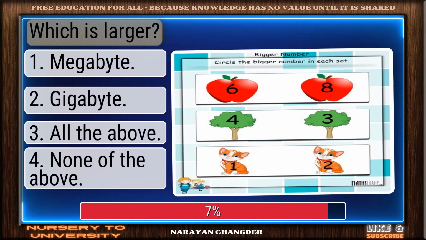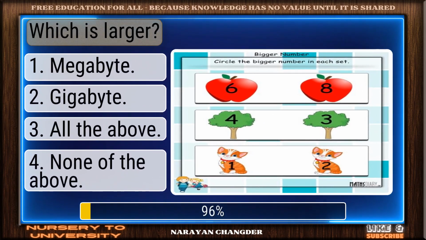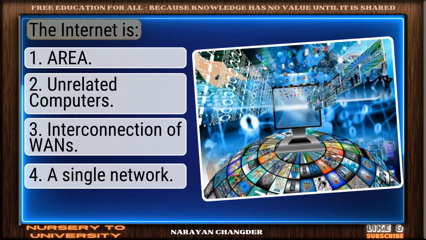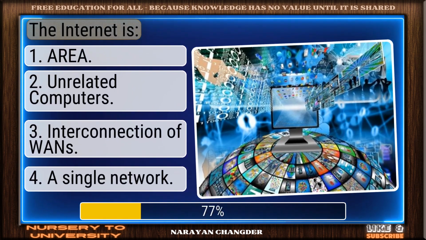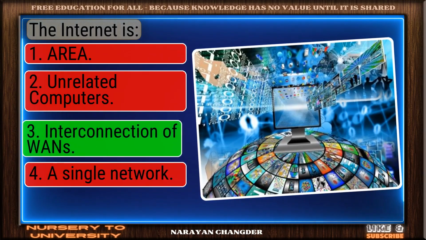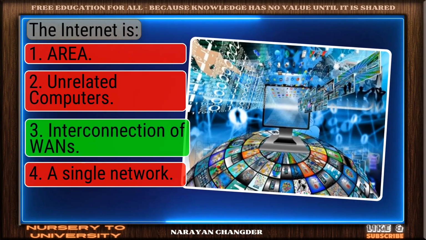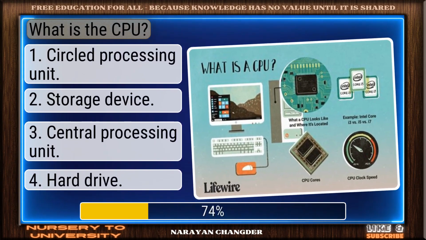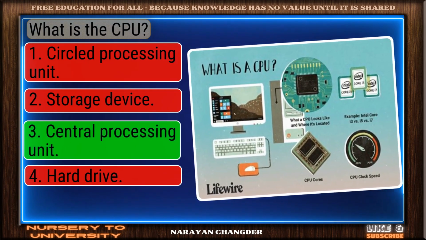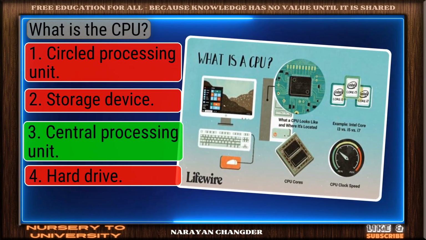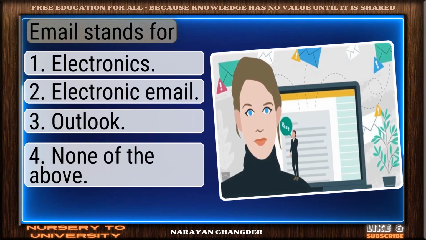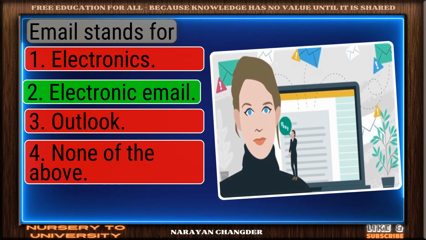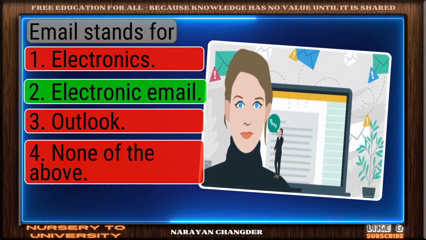Which is larger? Nicely done. Gigabyte is solid. The internet is? Nice work. Interconnection of WANs fits perfectly. What is the CPU? Clear logic. Central processing unit is sound. Email stands for? Bravo. Electronic mail is the answer.